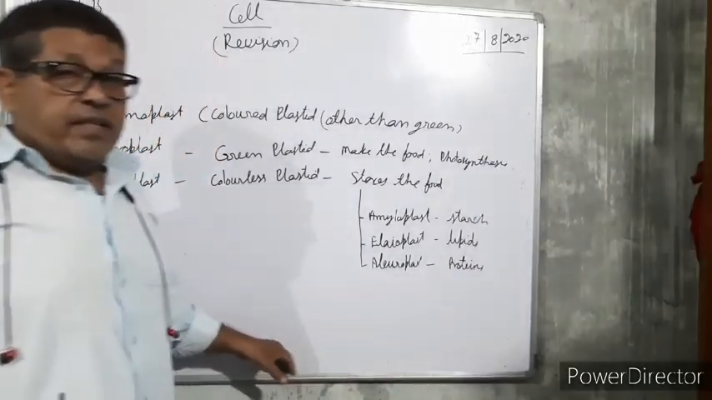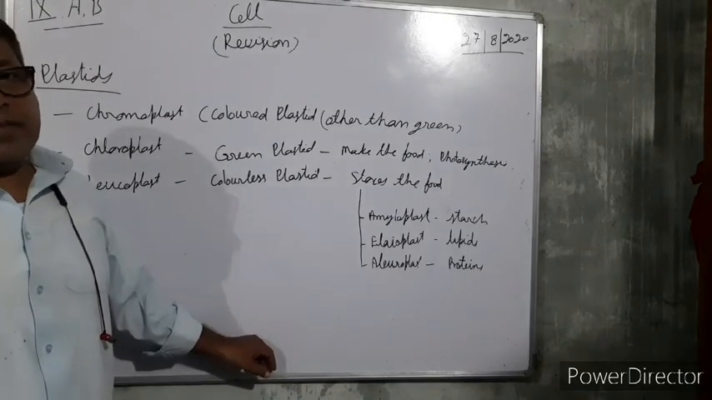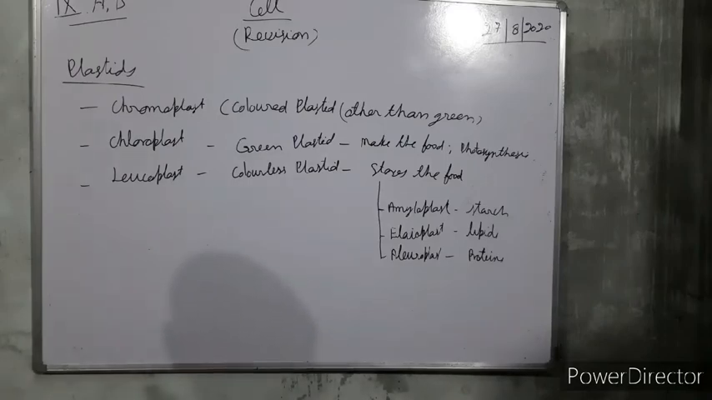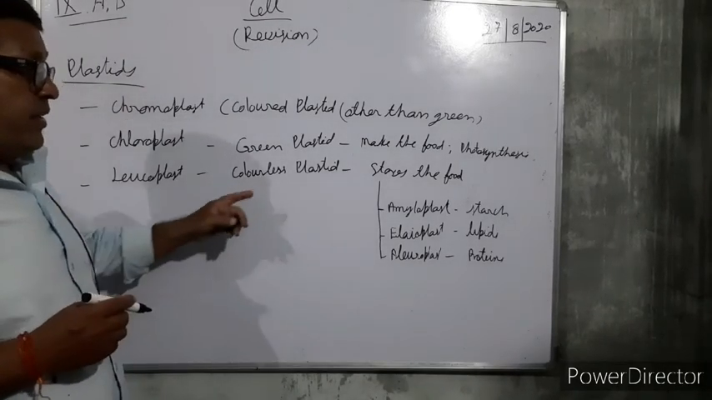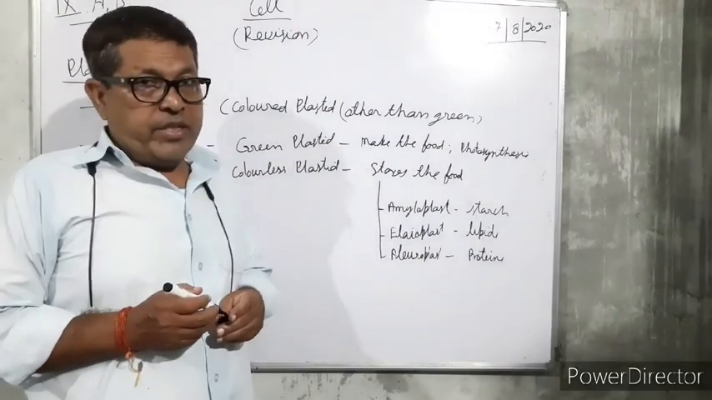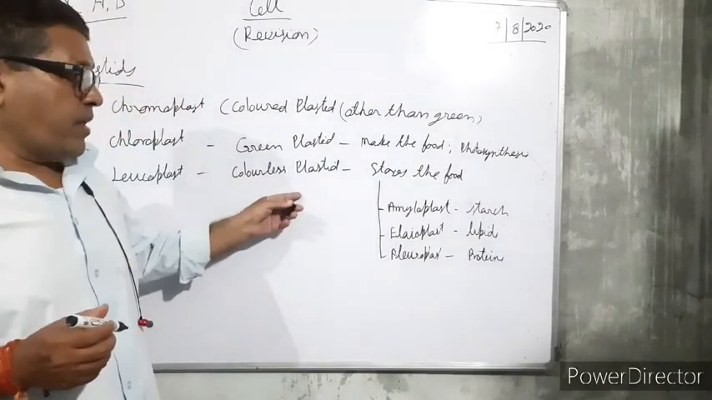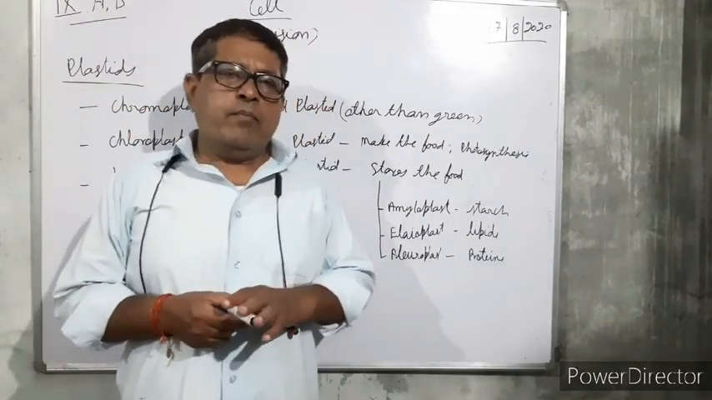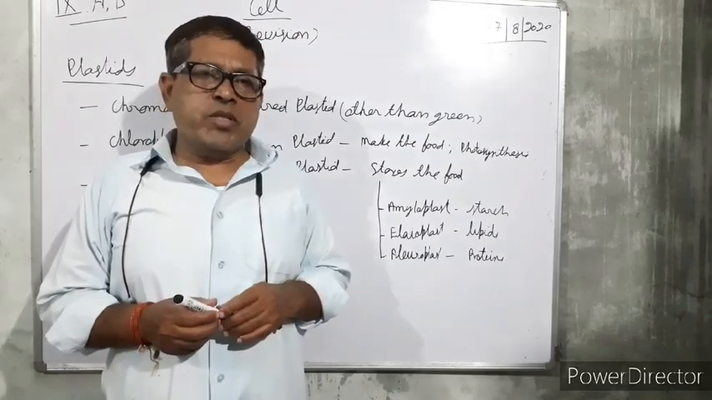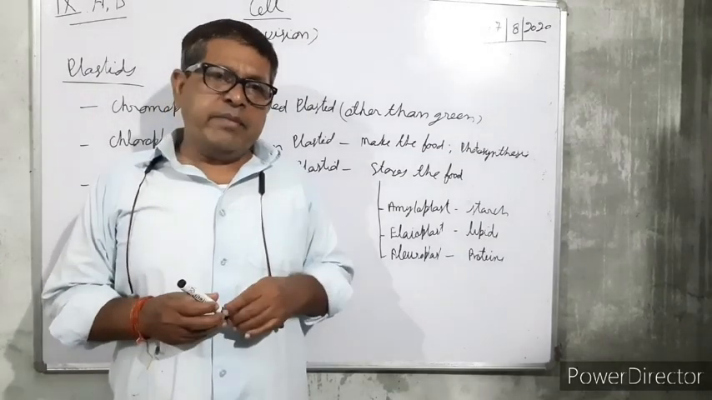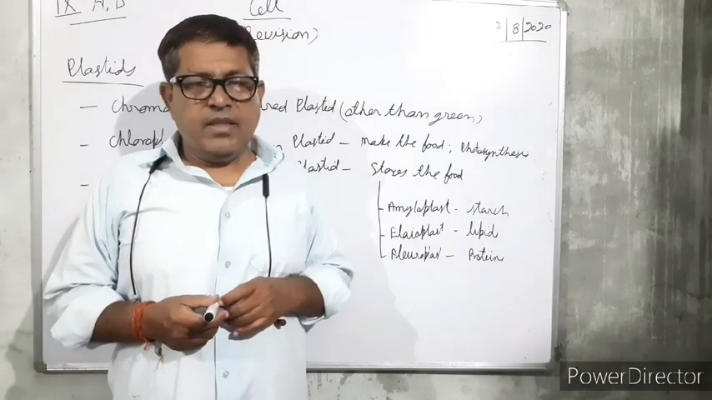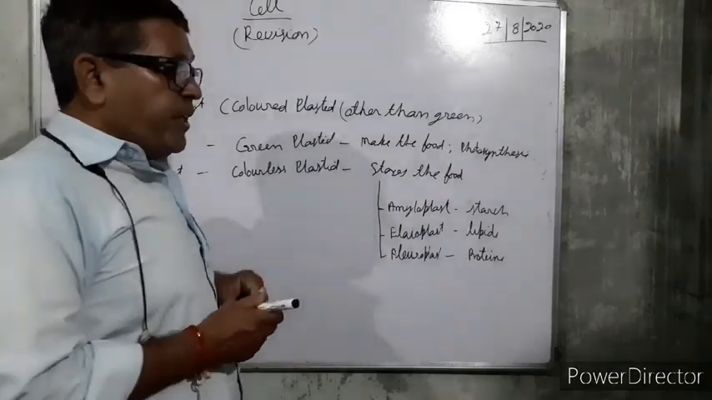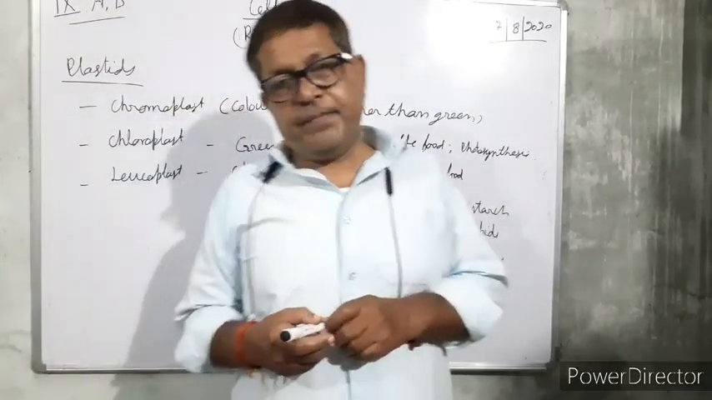At one time I told you that plants store different types of things, and one type of plastid may be converted into another type of plastid. As you have seen, the potato tubers, when exposed to the sun, become green in color. In that condition, leucoplast is converted into the chloroplast.